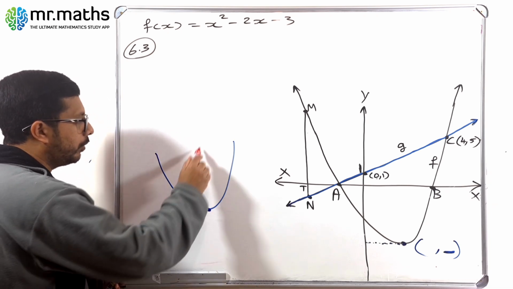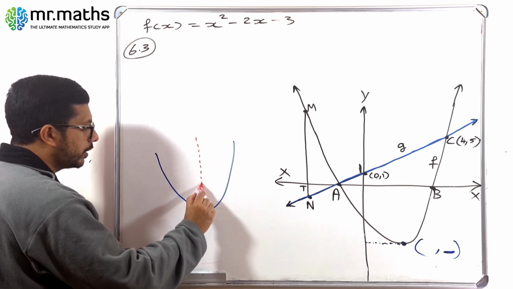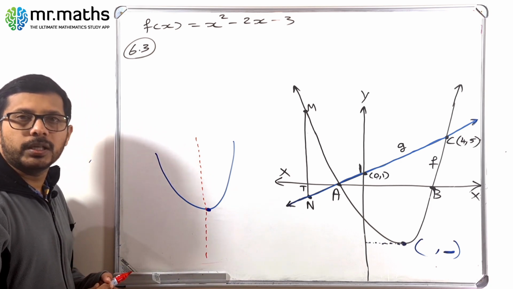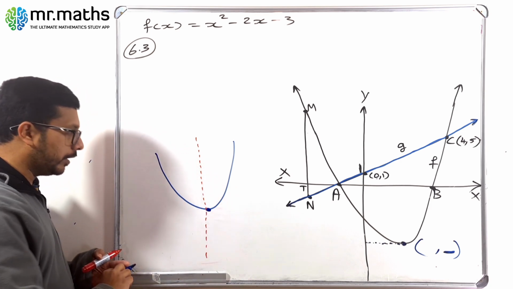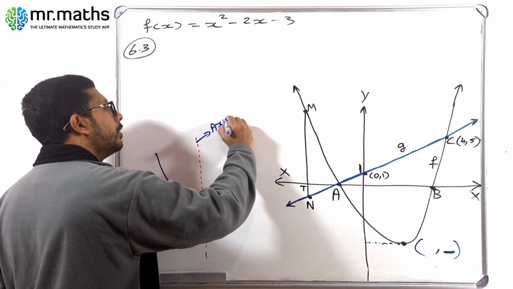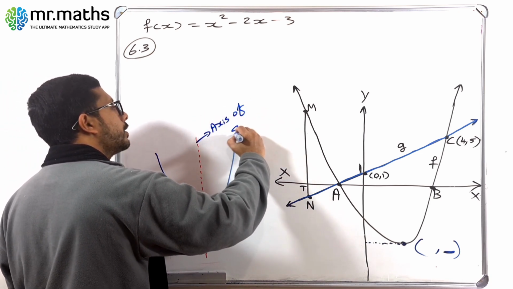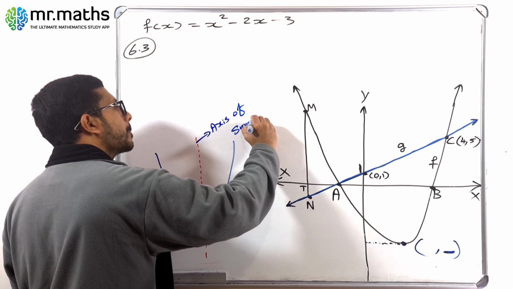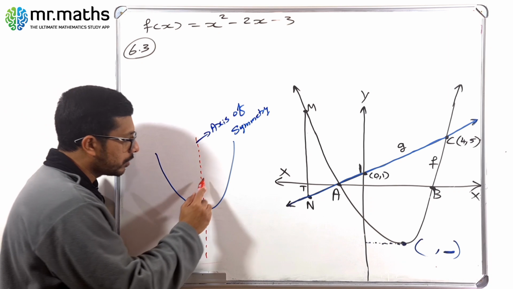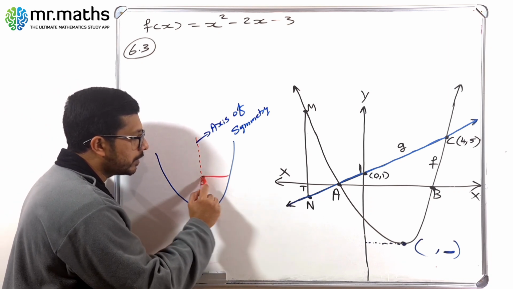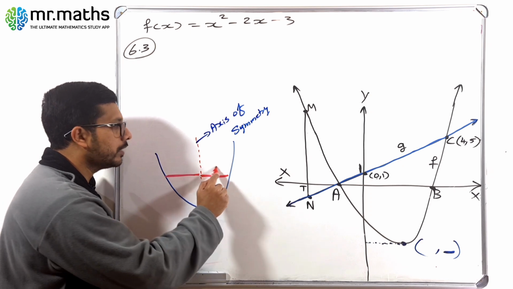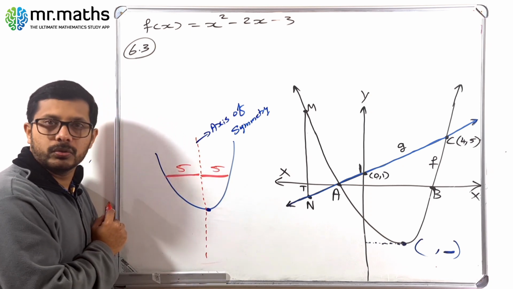Now try to understand like this. The line that passes through this turning point is called the axis of symmetry. What is the name of this line? This is the axis of symmetry. Based on this axis of symmetry, this distance and this distance are the same. If this distance is 5, this distance is also 5.